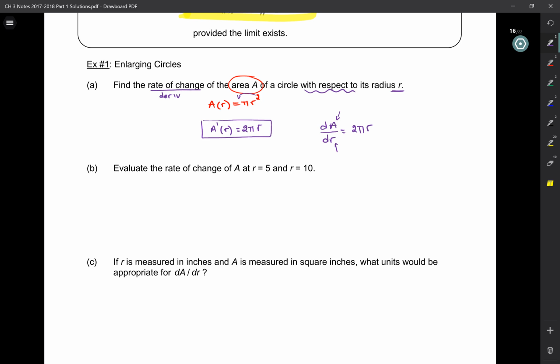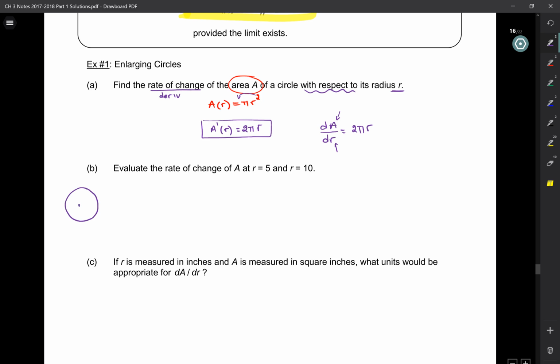Okay, let's just talk about what the setup is here. You have a circle that is expanding, okay? A circle is getting bigger. The rate at which it's expanding is 2 pi r. That means it's not a constant rate. So for example, if r is small, it's expanding at a certain rate. If r is large, it's expanding at a different rate. Let's take a look at more what that means.